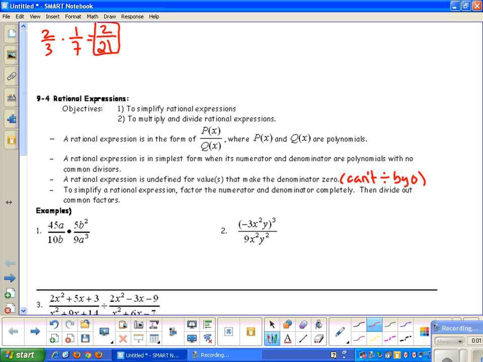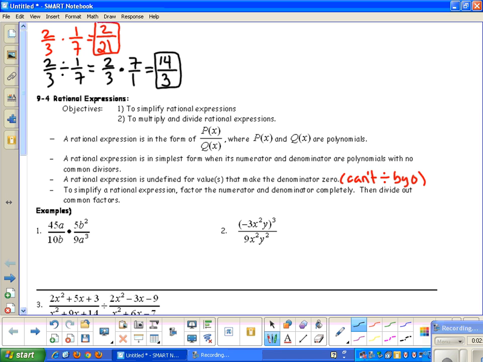Let's say instead we had the problem 2/3 divided by 1/7. So remember, when you're dividing by a fraction, in order to solve this, you want to multiply by the reciprocal of the second number. So we have 2/3 times, and then this would get changed to 7/1, and then again, 2 times 7 gives me 14, and 3 times 1 would be 3. No common factors, so that would be my solution.